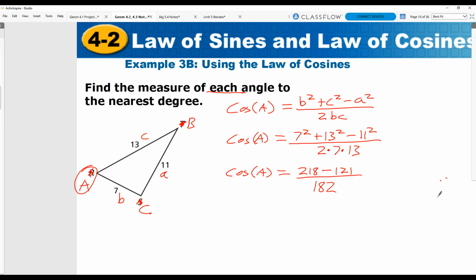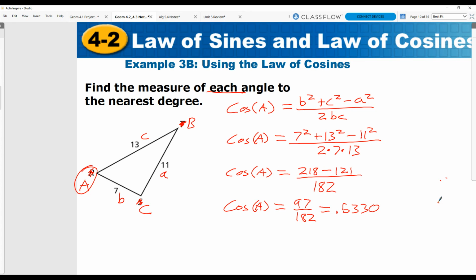All right, so we're going to have cosine of A be equal to 97 over top of 182. All right, and then we'll divide that, and it's going to get us a decimal number. All right, so 97 divided by 182 is going to get us, if we round it to the first 4 decimal places, 0.5330.